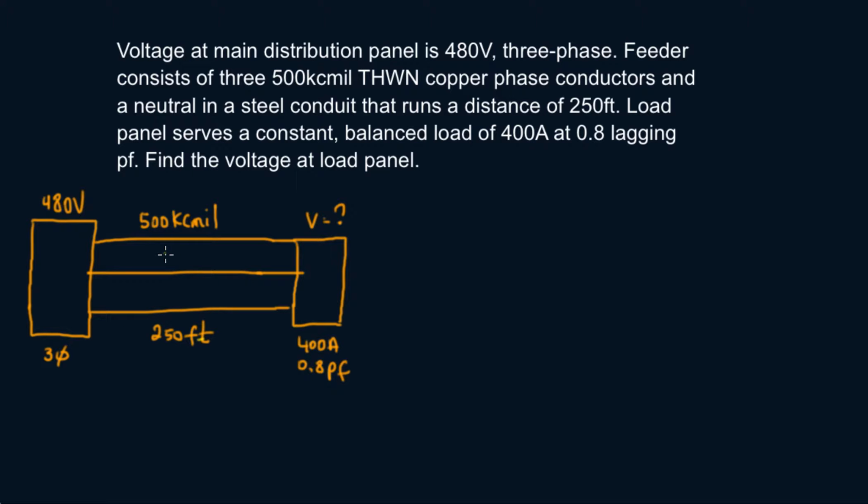So essentially here we are given a main distribution panel of 480 volt. We have 500 kcmil THWN copper phase conductors, 250 feet long. And we have another panel here getting served by a balanced load of 400 amp at 0.8 lagging power factor. So the question here is asking for the voltage at the load.